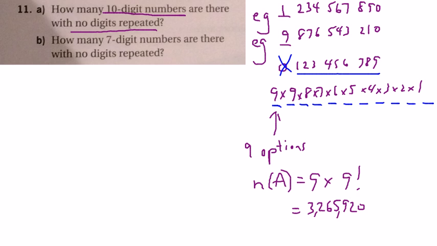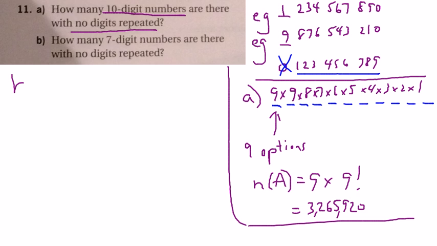The answer in the back of the book, unfortunately, doesn't take into account the fact that the first digit can't be 0. They do 10 factorial, right? So, sorry about that. But this, I think, is a more appropriate answer.